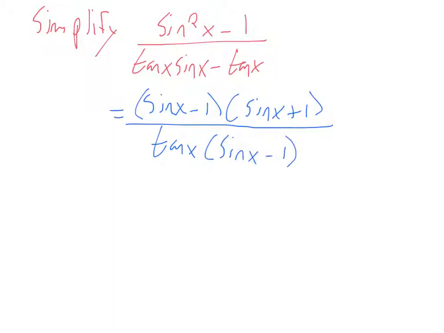And so by factoring the top and the bottom, we can now go ahead and cancel the sine x minus 1s. And we'll just be left with sine x plus 1 over tan x, which at that point, there's not much we can do with it. Even if we put tan x in terms of sine over cosine, it wouldn't really help us all that much. So at that point, we can sort of just leave it like that.